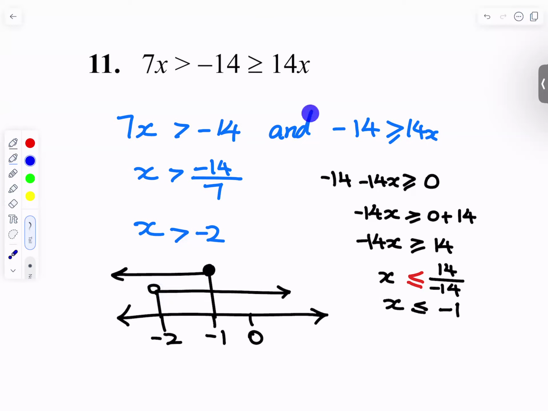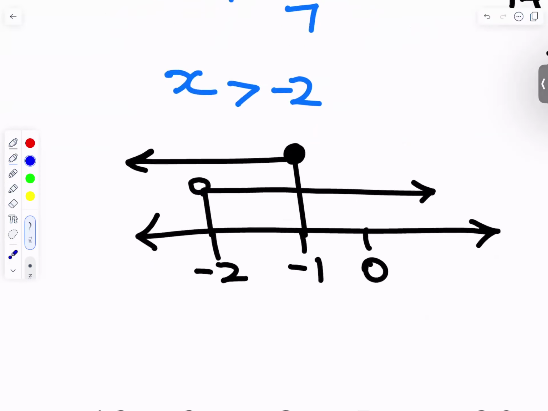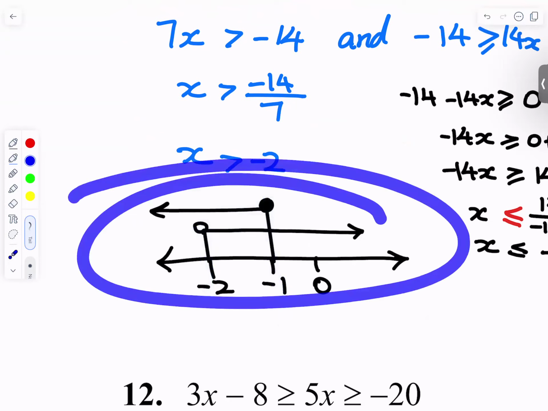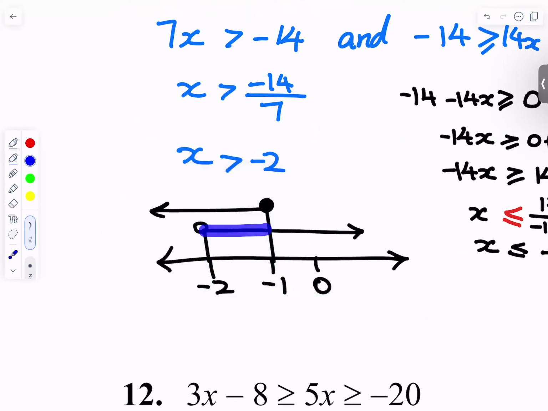After the drawing, the word "and" means satisfying both conditions, and they must meet. So where are they meeting? Do they both have solutions here? No, this is lonely. How about here? Also no. Between this -2 and -1, they are both there, right? So this is your solution. You will always have to look at the drawing and find the solutions. They're meeting from -2 to -1.